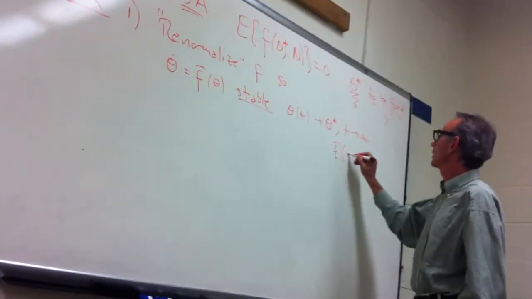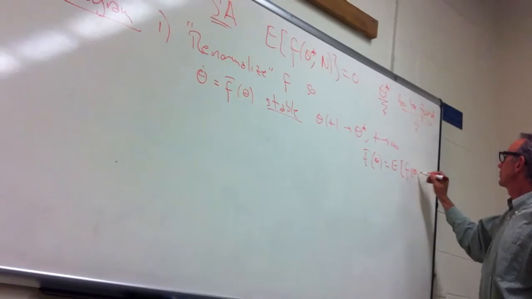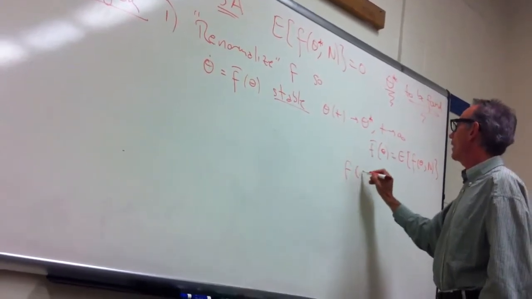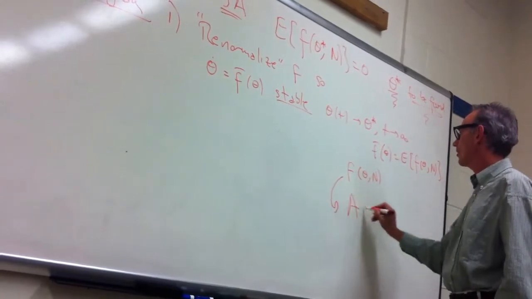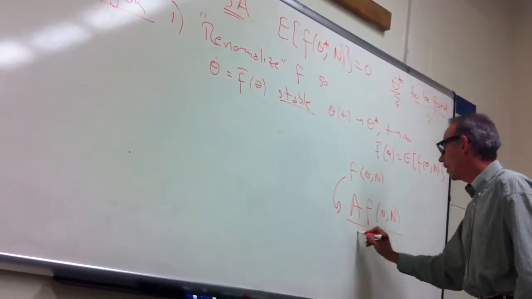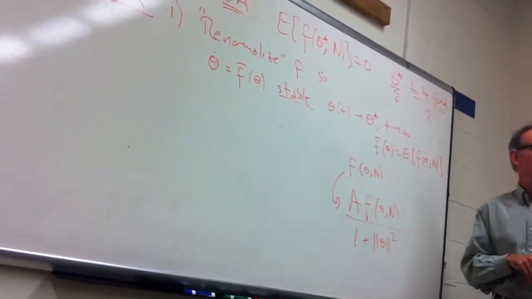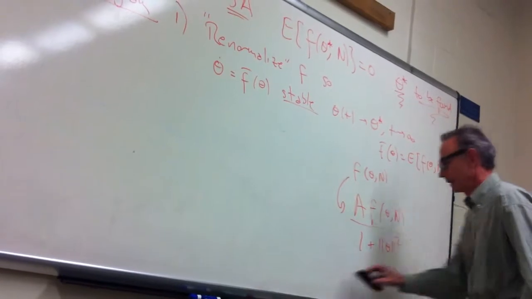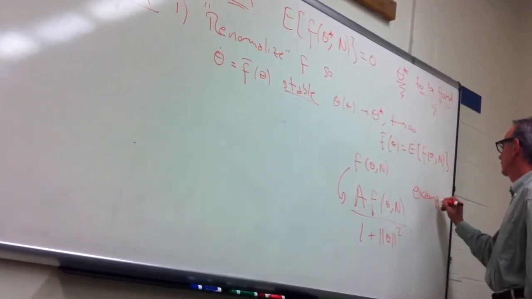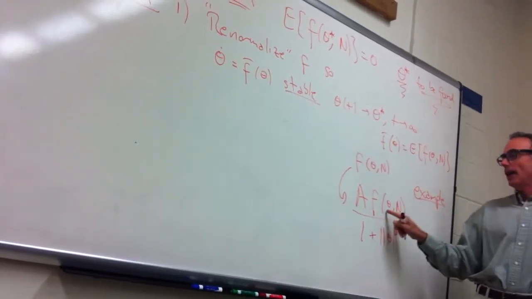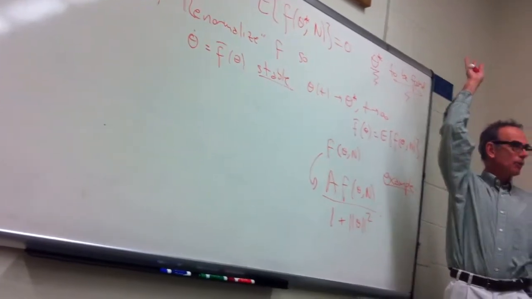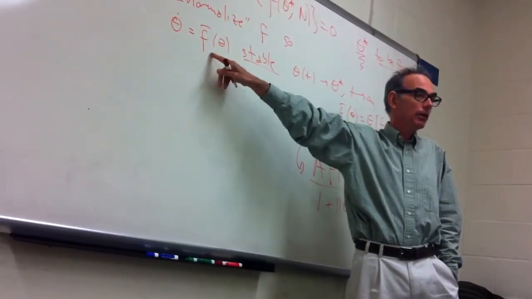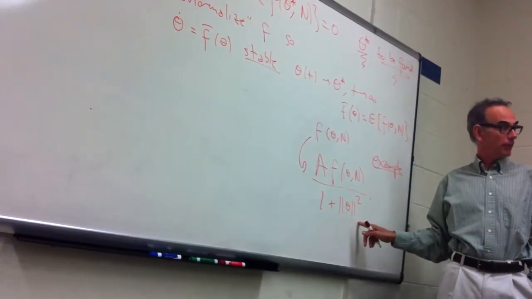So f bar again. For example, I might have my f of theta, n that I start with, and I convert that to some matrix times f of theta, n divided by 1 plus the norm of theta squared. There's an example. And why would I do this? Well, f might have cubic explosion, and when you have a function which blows up too quickly, this differential equation might not even have solutions. It might have finite escape time. So first I might normalize it so that it's more well-behaved.